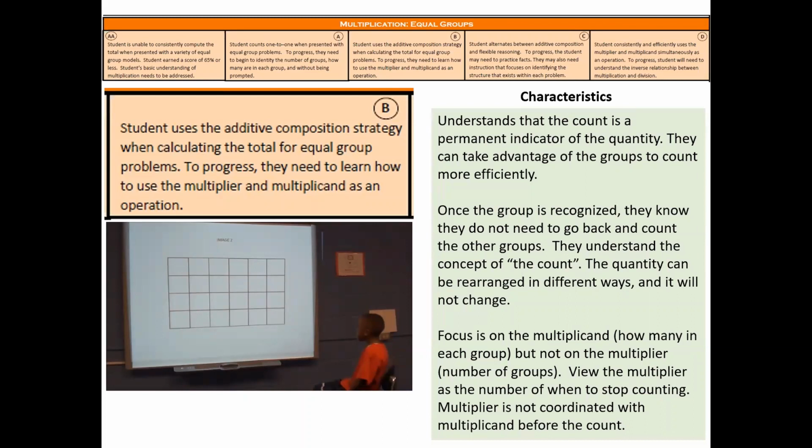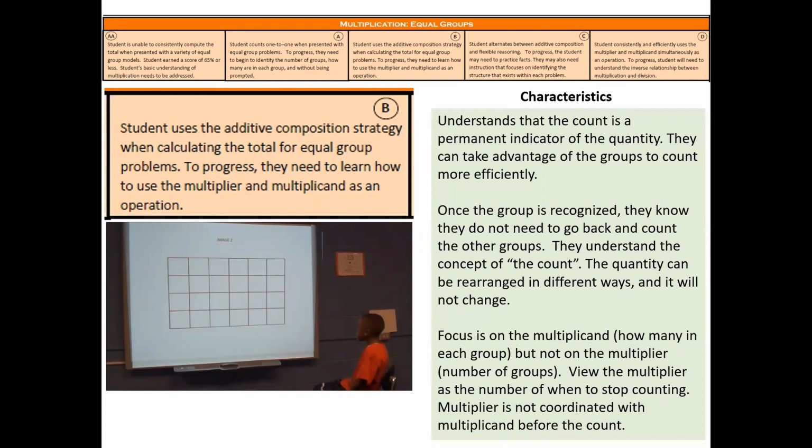But the focus is on this, and remember, level B is about working on equal groups, but we're making this focus right here because this actually has to do with division. But think how far away we are from division, because if this isn't in place, it's going to affect their division. It says the focus is on the multiplicative, or how many in each group, but not the multiplier, the number of groups. So they view the multiplier as the number of when to stop counting. The multiplier is not coordinated with the multiplicative before the count. A little confusing, but here's what that means.